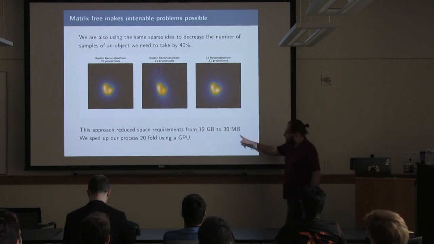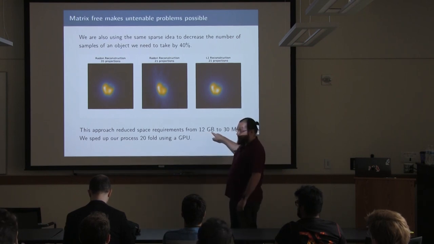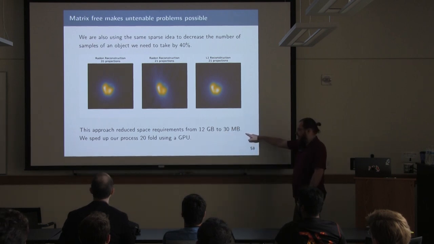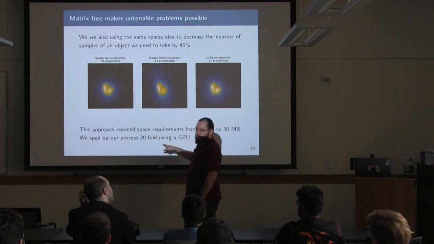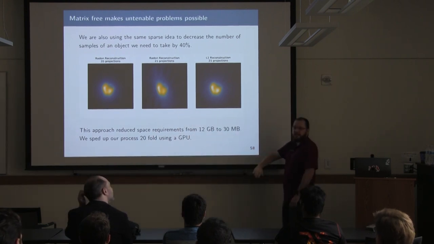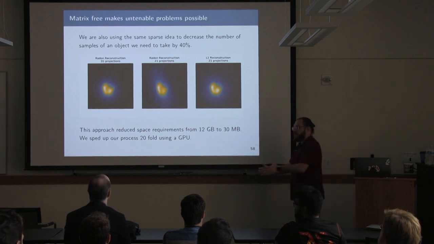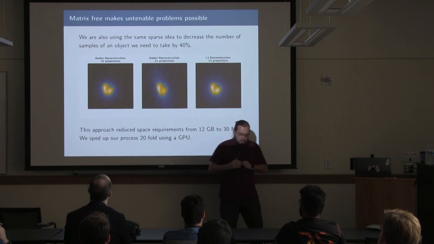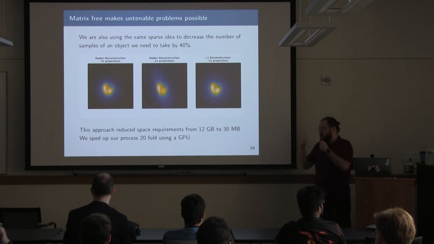And this process, originally, when I was calculating it out, it was sparse. It was going to take 12 gigabytes of memory. Now it takes 30 megabytes, much less. This is enough that I can now reload parts of it onto the GPU and run the whole thing 20 times faster than before. All by defining certain pieces of my operations as matrix-free, where those pieces compose together, and I don't have to be concerned about writing everything out directly.